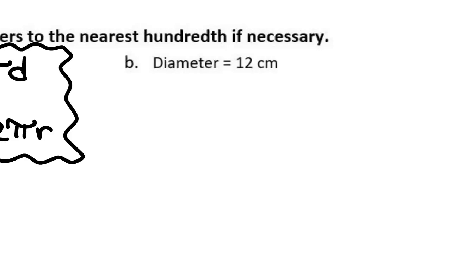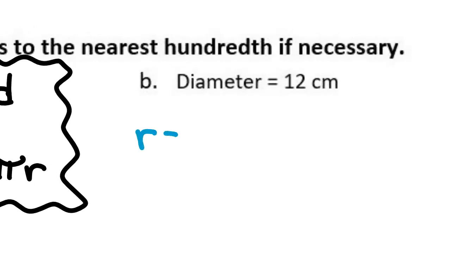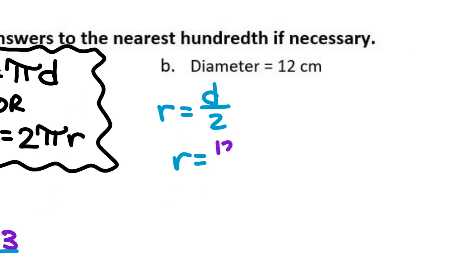Part B, I know the diameter. I need to find the radius and the circumference. Which one would be easiest to find first? Radius. Radius is equal to the diameter divided by 2. How big is my diameter? 12 divided by 2 gives me what? So the radius is 6 centimeters.